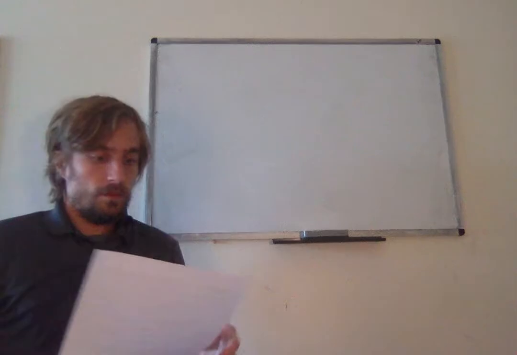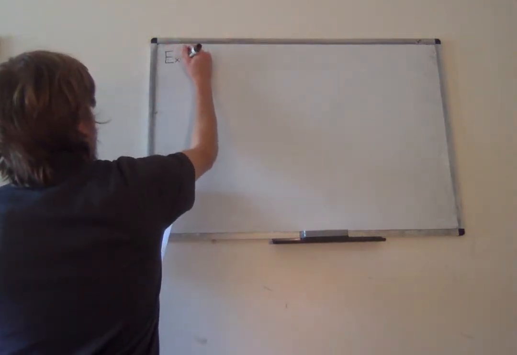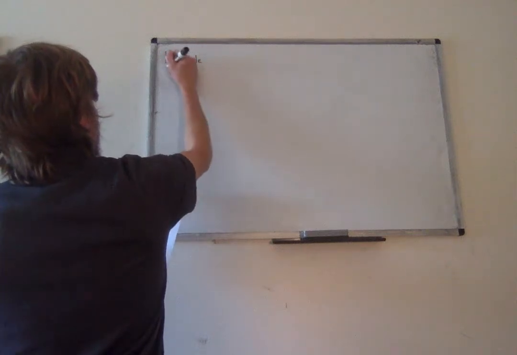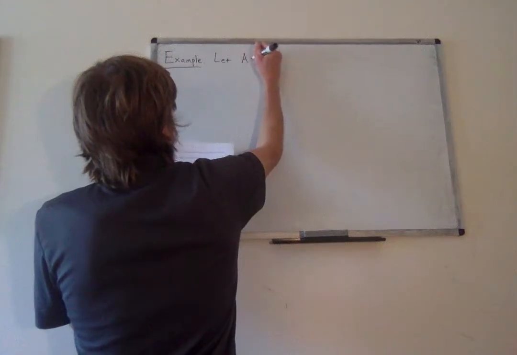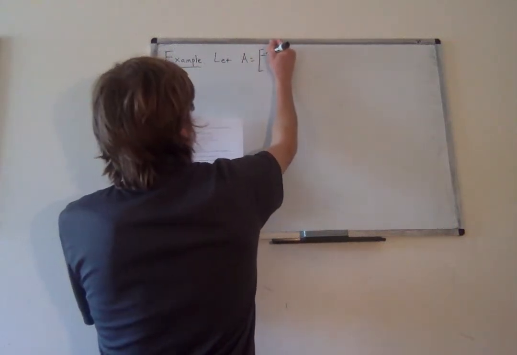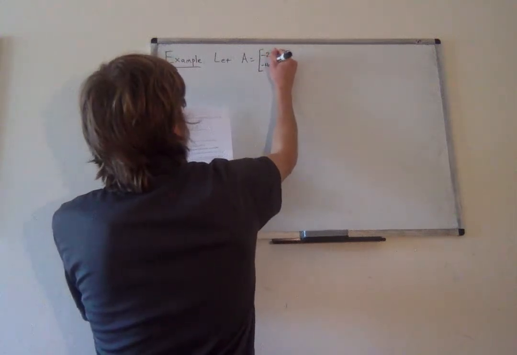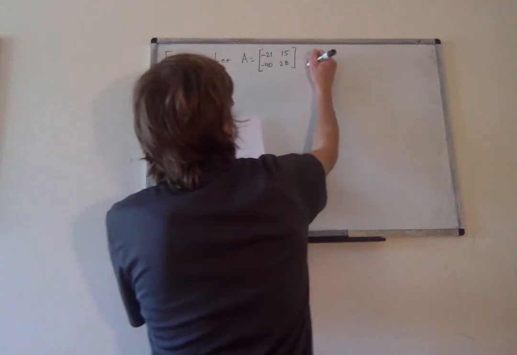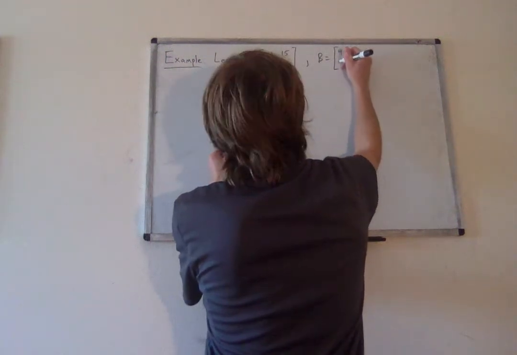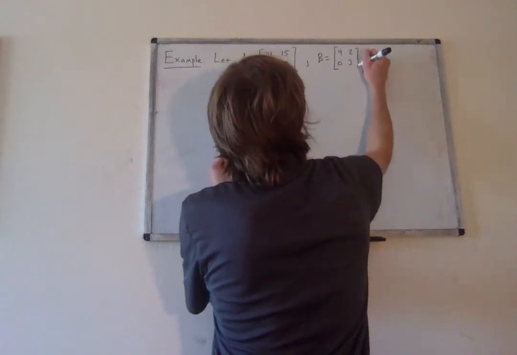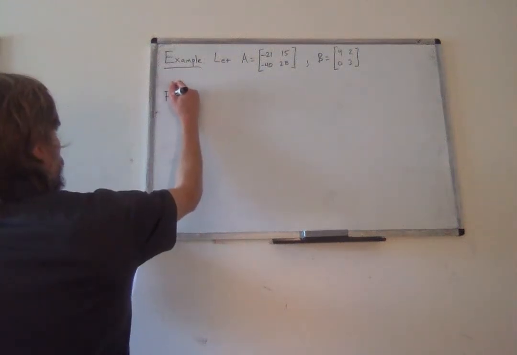All right, so I want to look at an example now. We're going to let A be the following matrix: negative 21, 15, negative 40, 28. And we'll let B be the matrix 4, 0, 2, 3. And we want to find the eigenvalues of A.